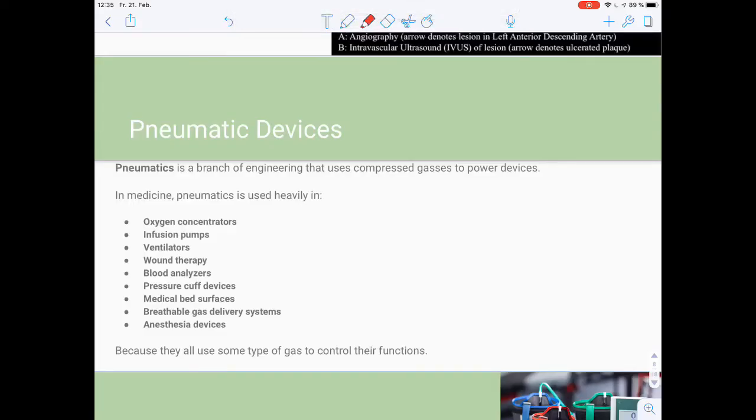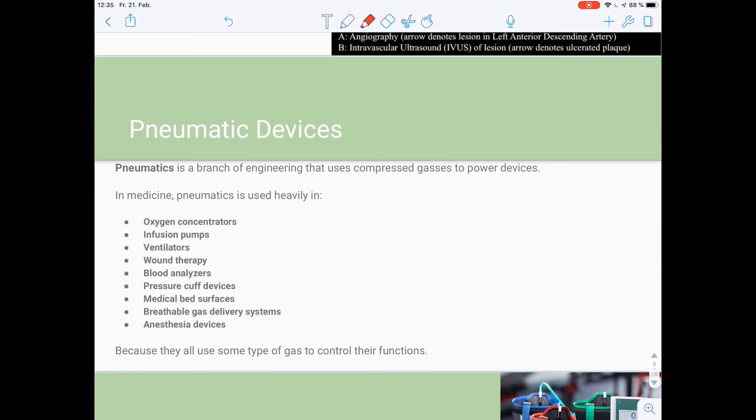We'll talk about pneumatic devices. Pneumatics is a branch of engineering that works with compressed gas, and it is used to power devices. In medicine, pneumatics is used heavily in oxygen concentrators, infusion pumps, ventilators, wound therapy, blood analyzers, pressure cuff devices, medical bed surfaces, breathable gas delivery systems, anesthesia devices, etc.